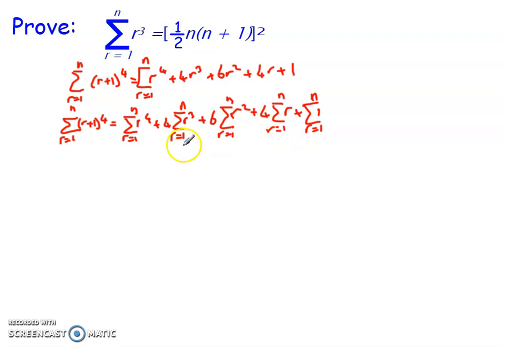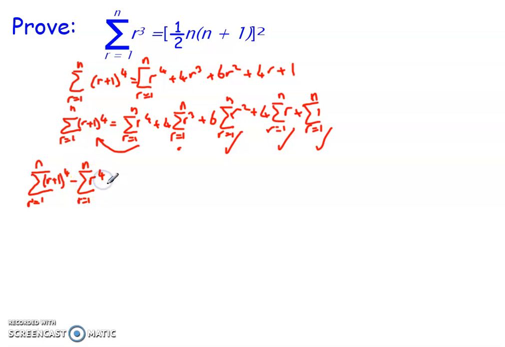Now similarly to before, let's stick all the r to the power of 4s on one side, and let's substitute in what I know. Now this one here, the one with the r cubed, that's what we're trying to find, so it's quite important that that stays. We know the property for r squared, we know the property for r, and we know the property for the 1. So let's substitute all of them in as we manipulate it. So my left hand side becomes the sum from r equals 1 to n of r plus 1 to the power of 4, take away the sum from r equals 1 to n of r to the power of 4.